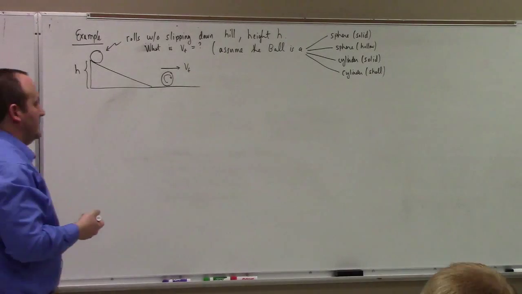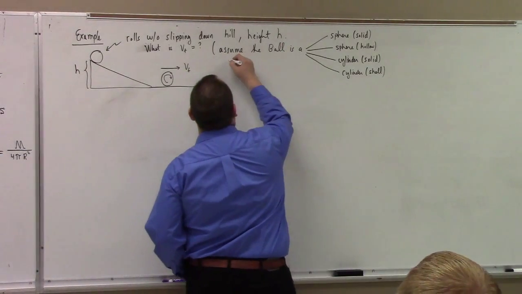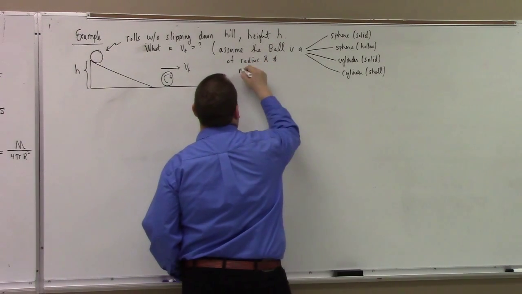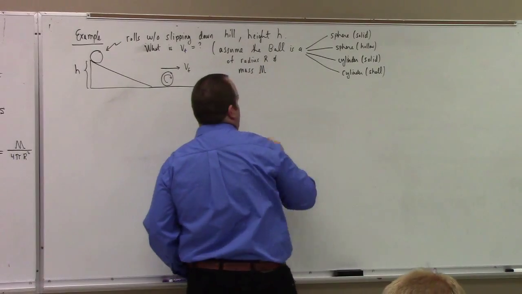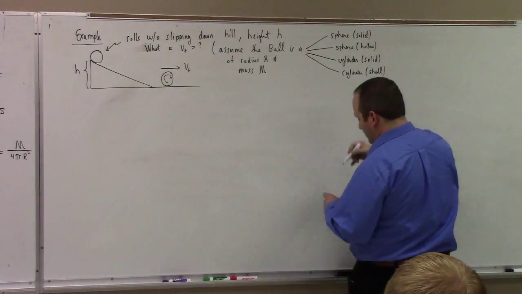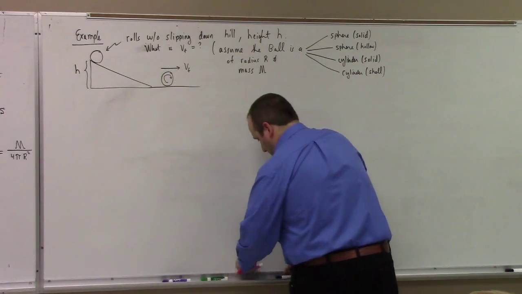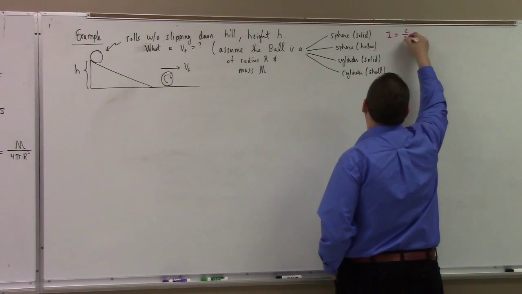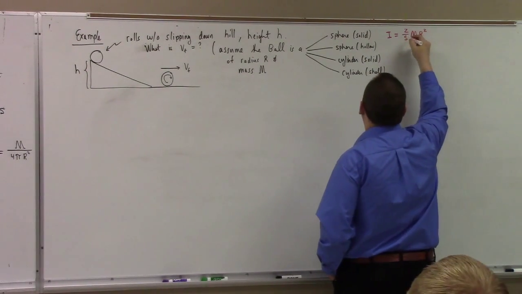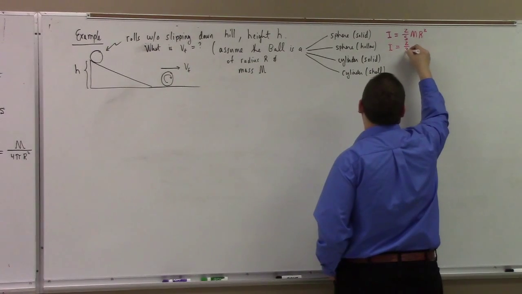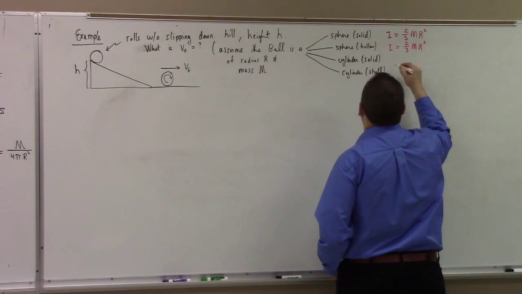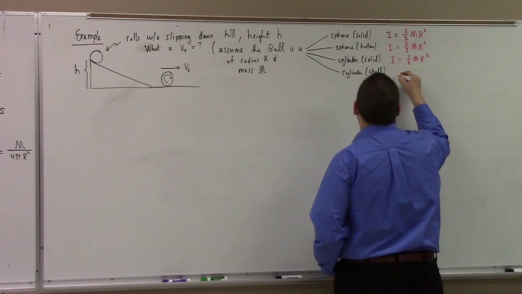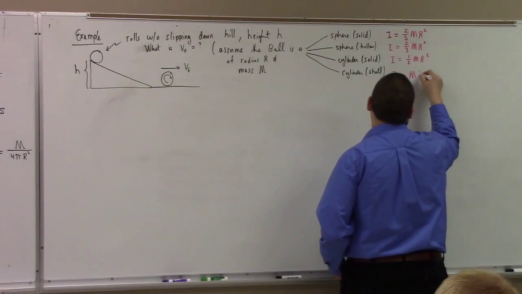Like the sphere, let's suppose radius r, mass m. So let's recap. What's the moment of inertia for a solid sphere? Right, 2/5 mr squared. Worked that out last time. We just worked out the moment of inertia for a hollow sphere is 2/3 mr squared. We worked out the cylinder, solid, is 1/2 mr squared. And we don't need calculus to figure this out. The last one, I, is mr squared.